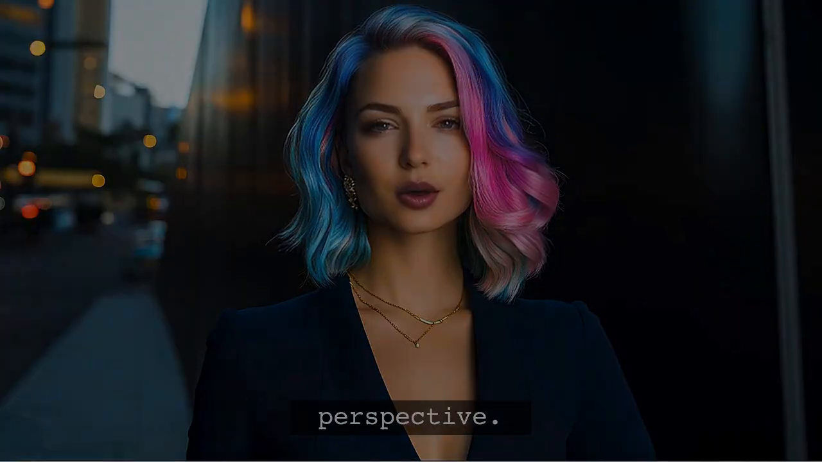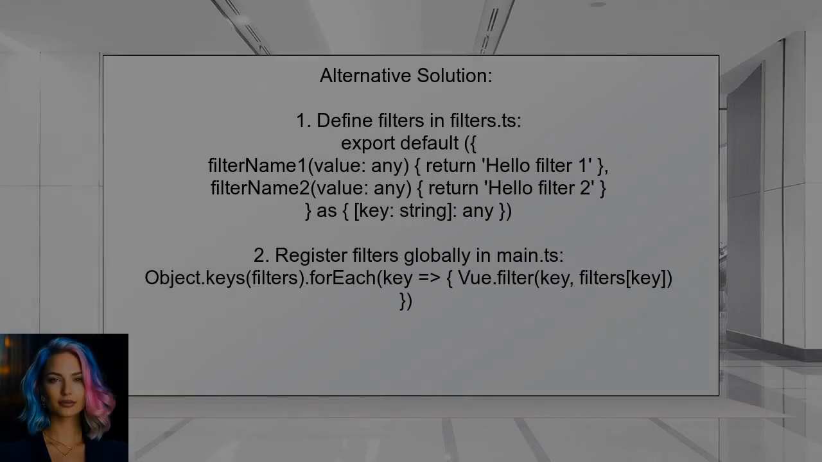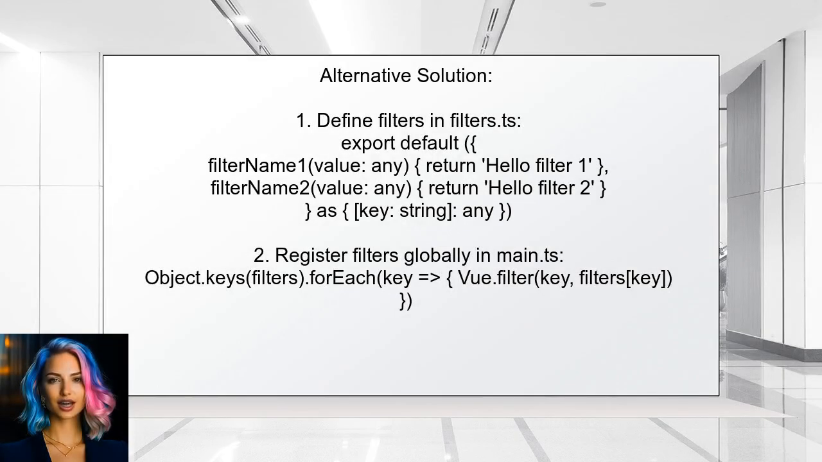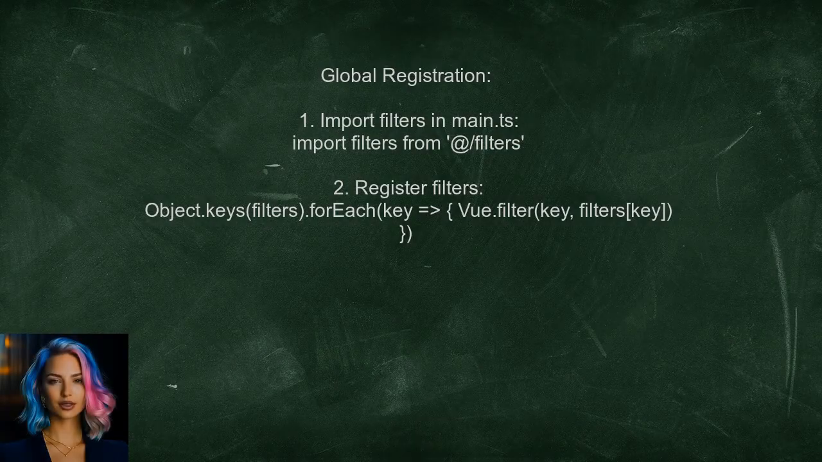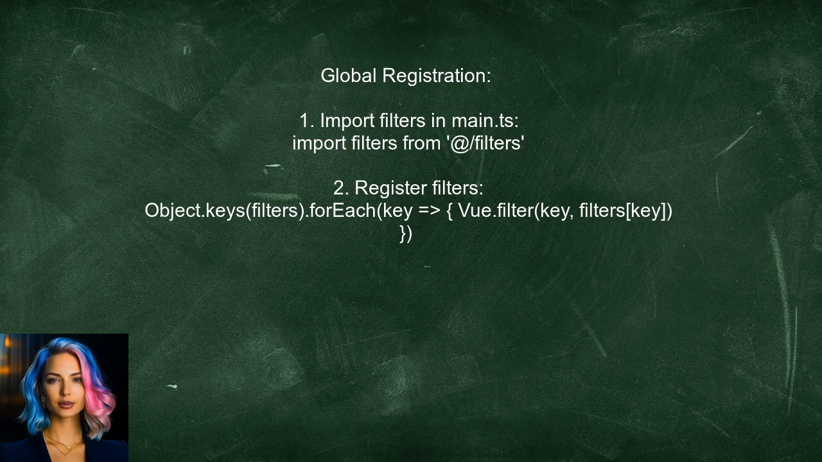Let's see another perspective. An alternative approach shared by another user involves defining your filters in a specific format. In filters.ts, you can export an object with your filter functions, ensuring to cast it to an index signature type. Then, in your main.ts file, import the filters and register them globally using a loop. This method helps avoid the compile error you encountered.